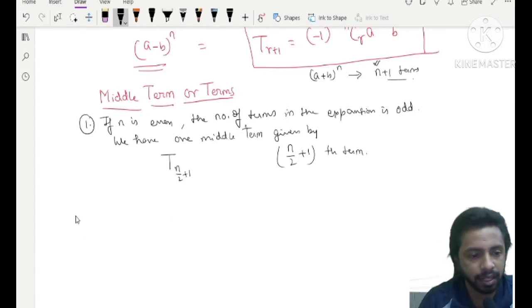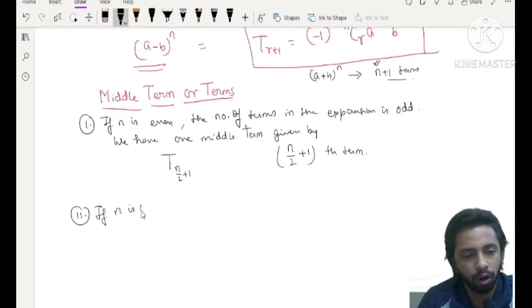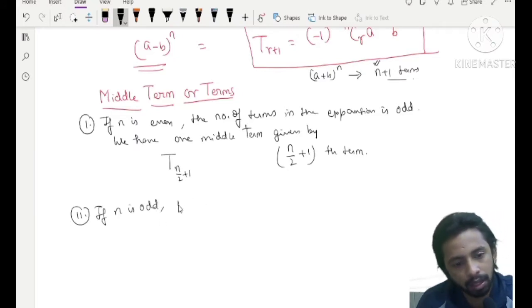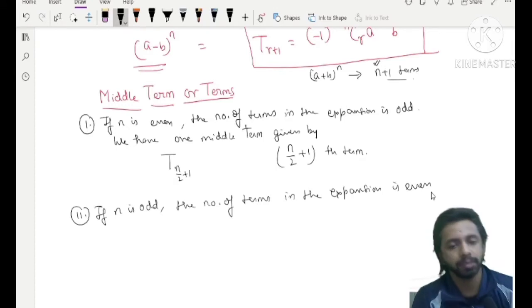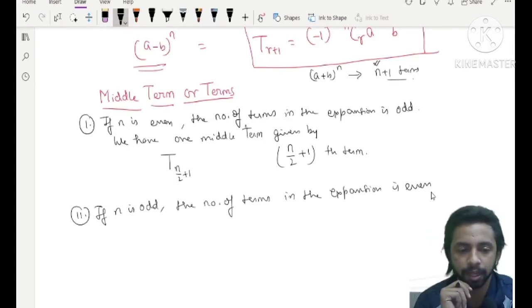In the second case, if n is odd, the number of terms in the expansion is even. When the number of terms in the expansion is even, then we will have two middle terms.